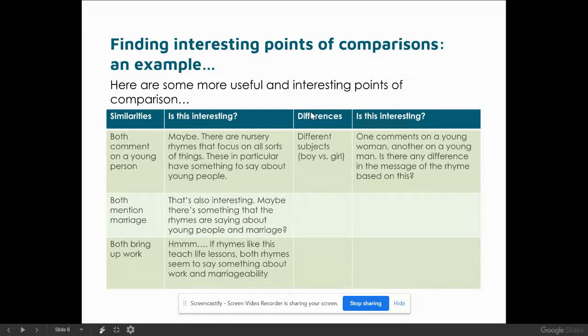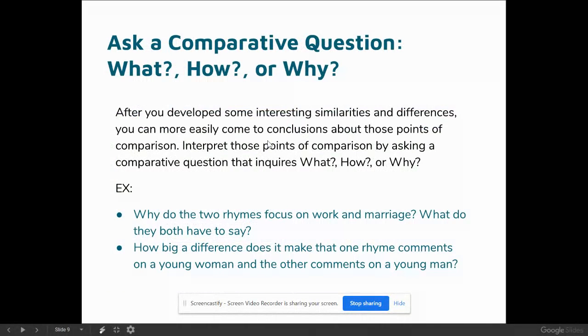But if we look at it, they both comment on a young person. Or maybe it's boy versus girl, right? They both mention marriage. Now, who would have thought that a nursery rhyme would have a deeper meaning like that, aimed at adults, or maybe a message that is ingrained early and then is kind of discovered in adulthood, right? So if you think of it in that way, now these two poems have a lot that we can work with, and we can really find an interesting thesis to develop.